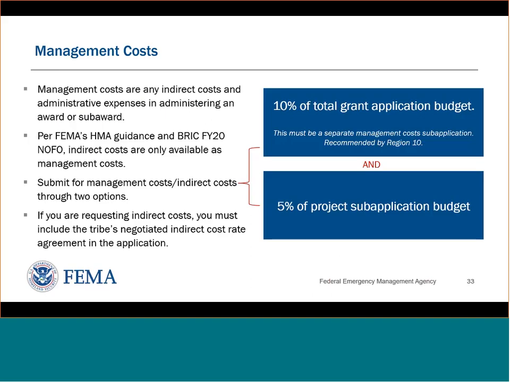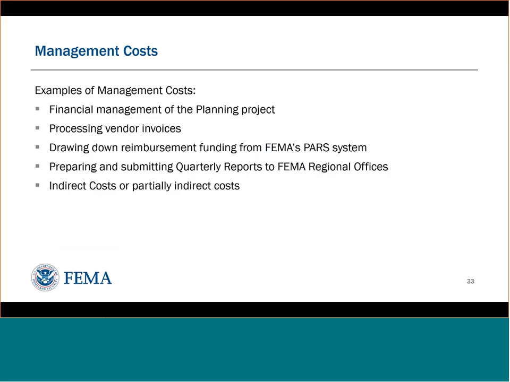And then if you can go back one, if you are requesting a management cost, I just want to flag that for any indirect costs, you would also need to include the tribe's negotiated indirect cost rate agreement in your application. So please be sure that's uploaded into FEMA Go with your application as well. Next slide.